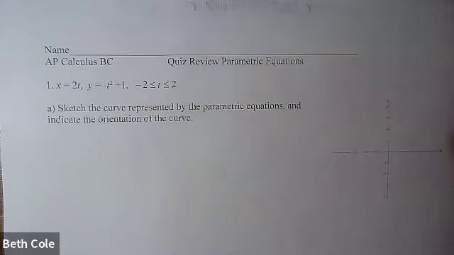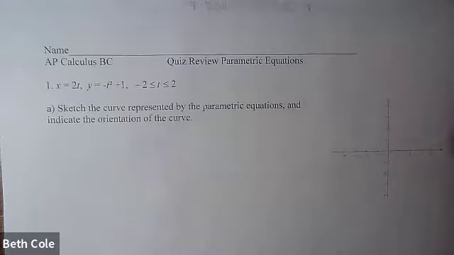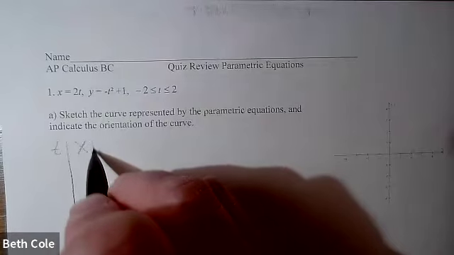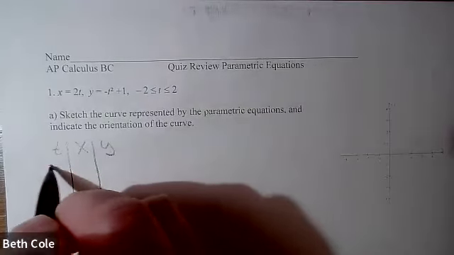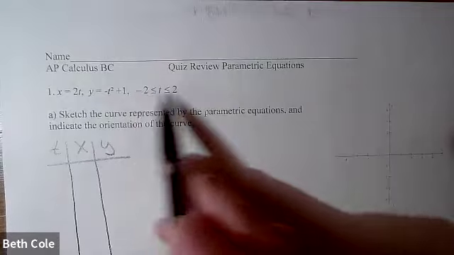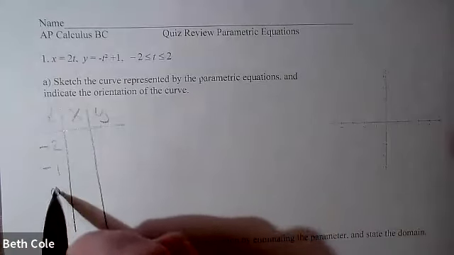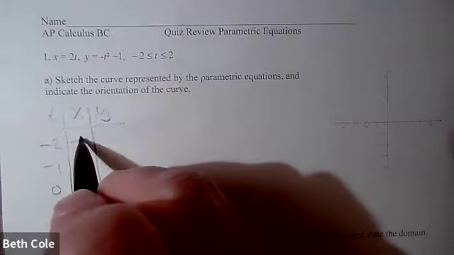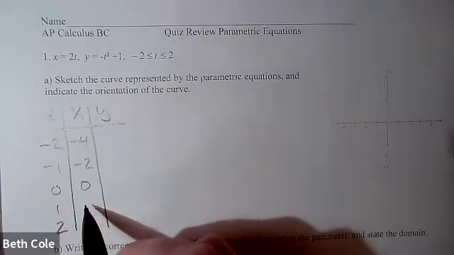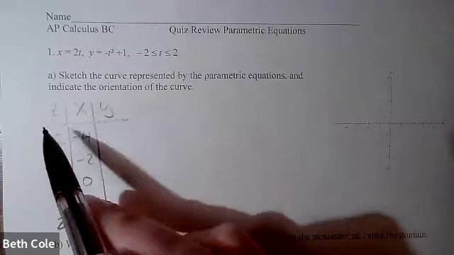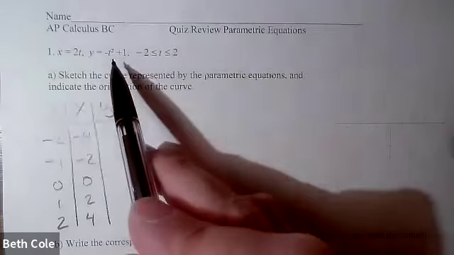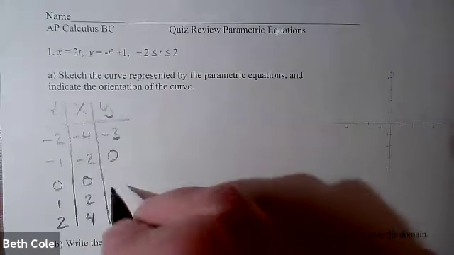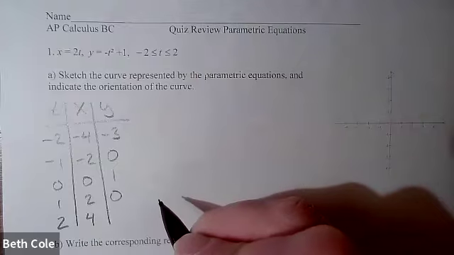All right, so for this first one, we're going to draw a graph to represent these parametric equations. So I'm going to start by making a table for my parameter t and for x and for y. We'll do them one at a time, and we want t to go from -2 to +2. Plugging these numbers in for t for our x equation is going to give us -4, -2, 0, 2, 4. Plugging these values in for our y equation, that's going to be -3, then 0, 1, 0, -3.